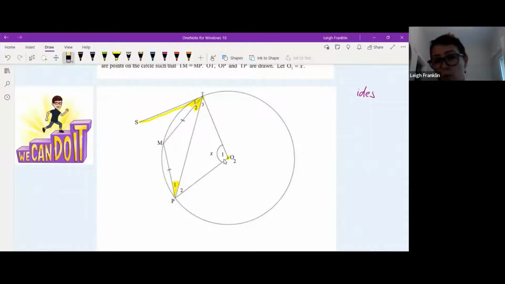What do you think? Where do you think we need to start? This is non-routine. We don't have a clear starting point. Where do you think we need to start with this? What does your gut say to you?